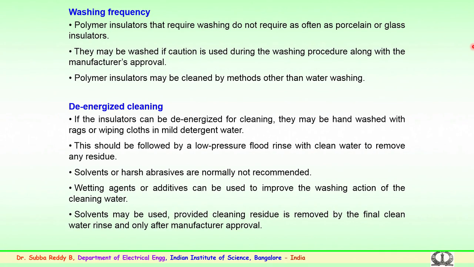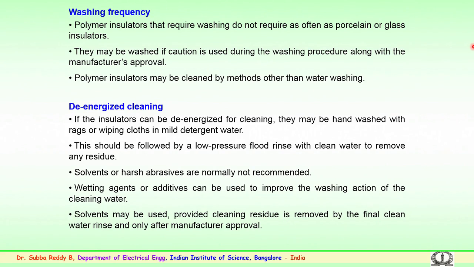Here again they may be hand washed with cloth, or wiped with cloths and mild detergent water. Again this depends on what type of contaminants are spread on the insulator. We will further discuss how the methods are to be used, and what type of arrangement or techniques are to be followed for various types of contaminants. This should be followed, after the cleaning or wiping with the cloths, by a low pressure, low flood rinse with clean water to remove any residue present on the surface.